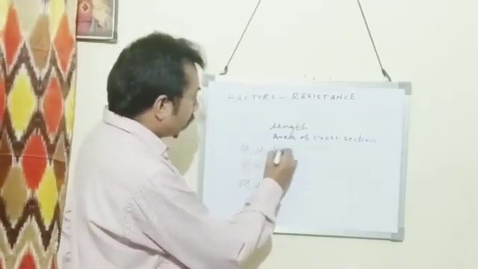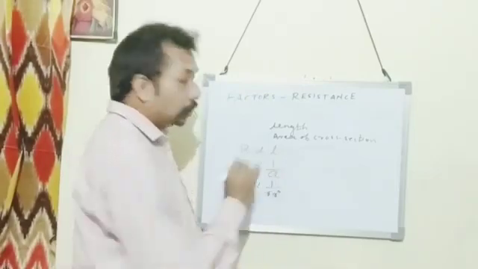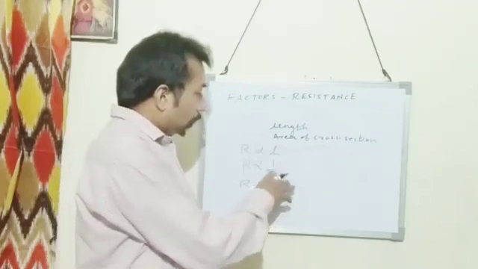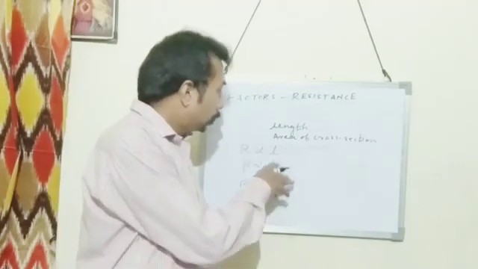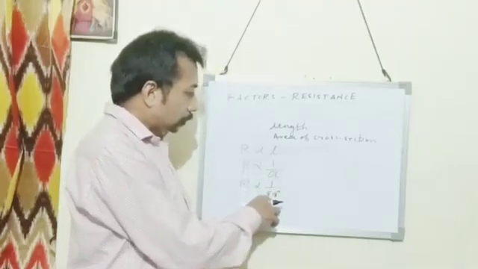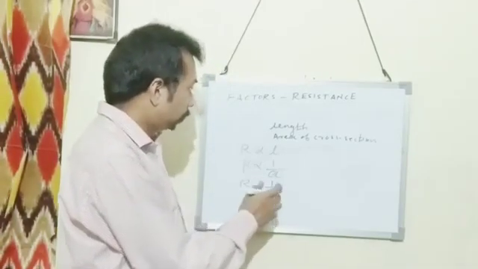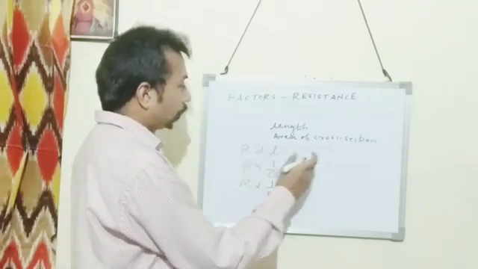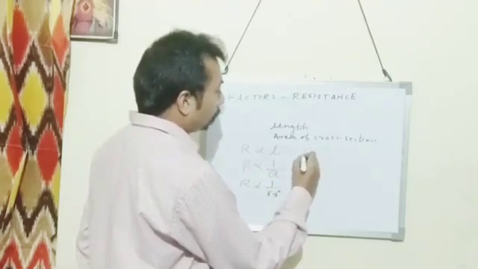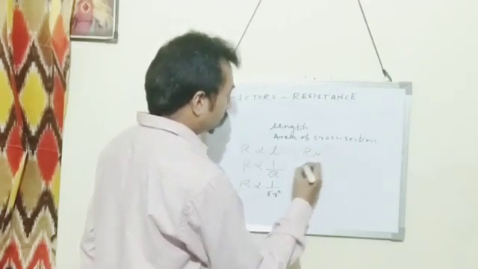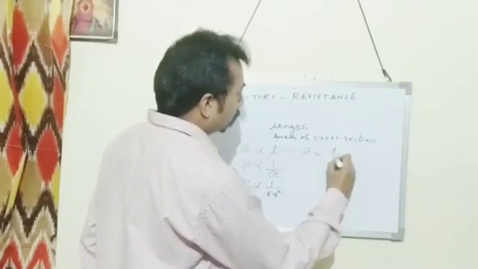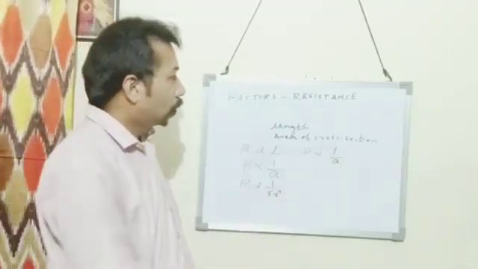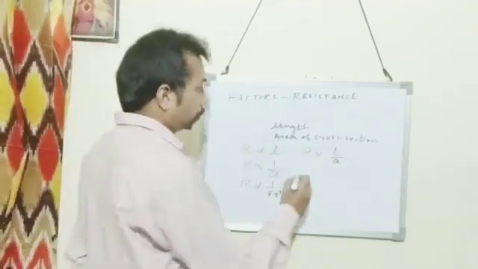So resistance is directly proportional to length, and resistance is inversely proportional to area of cross section. So keeping these two things, R is proportional to L and R is inversely proportional to area of cross section. By combining them, we can write resistance is proportional to L upon A, or L divided by pi r square.